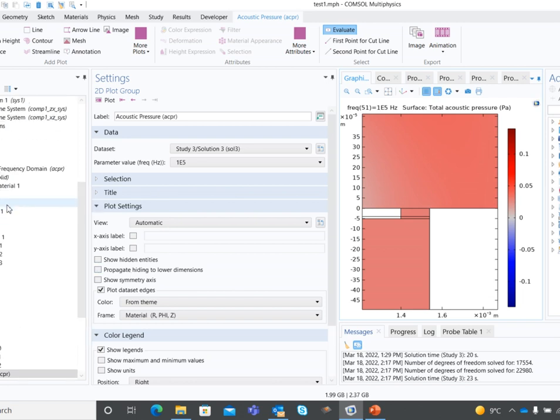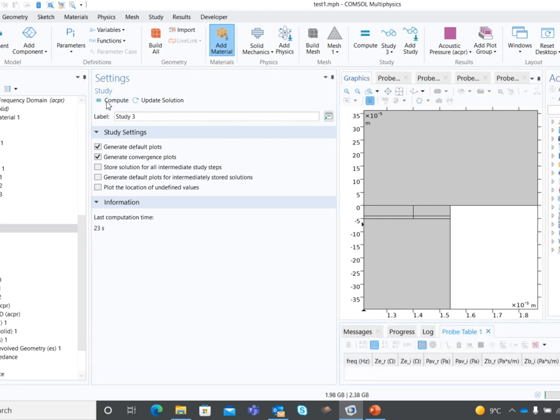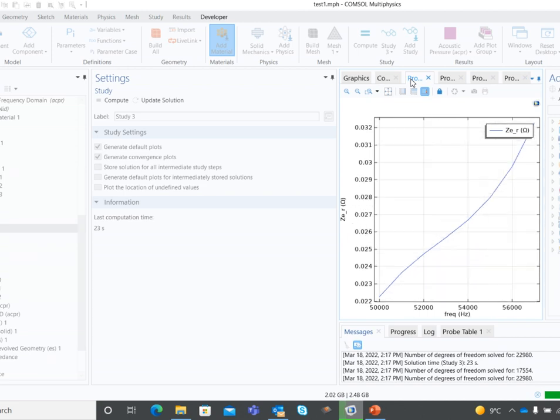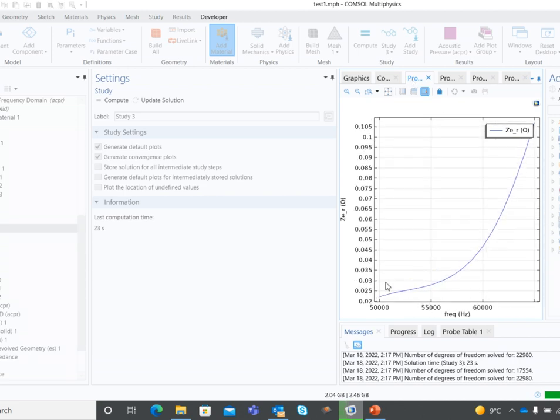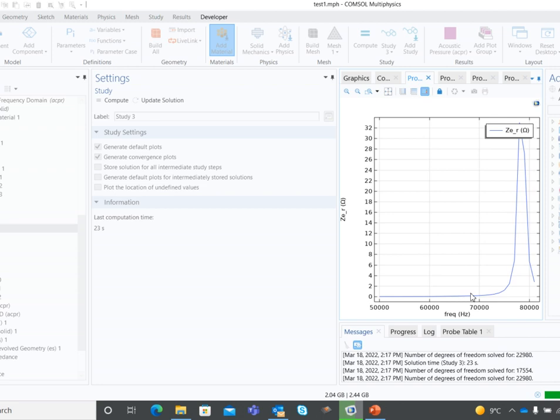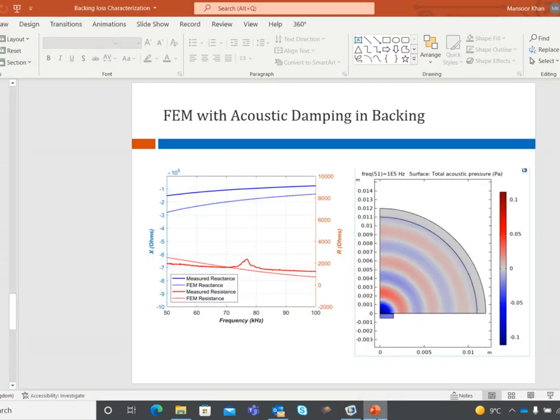So let me show you what happens if I just close this. I'm going to disable the backing and these damping losses in the backing. Then if I compute the impedance again, you can see that it's almost flat. What COMSOL is suggesting over here is a flat baseline and about the correct frequency, but a very high Q, a different Q. So it's very different to what we are measuring.